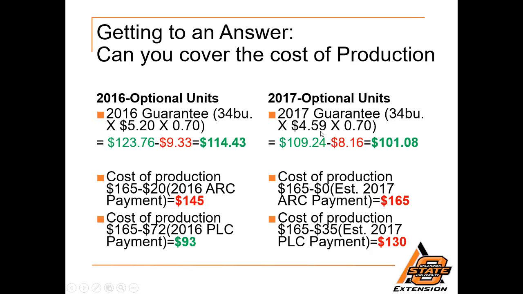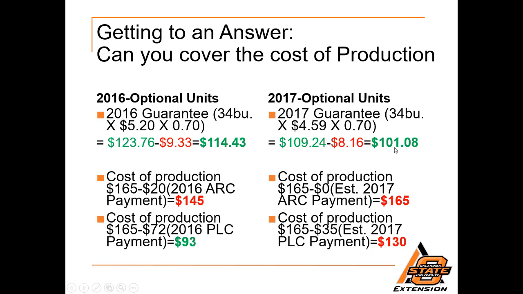but our price has gone down to $4.59. So as you can imagine, our guarantee is going to be lower here. We also see the insurance price go down to $8.16 per acre. So we keep the same cost of production at $165, but in 2017 there's likely to be zero ARC payment in this example. So if there is no ARC payment, we still have to cover that whole $165. And if we assume that our farm is in PLC with a 45 bushel FSA yield, then we would expect $35 to come from the PLC program. So we would need to cover $130 per acre.